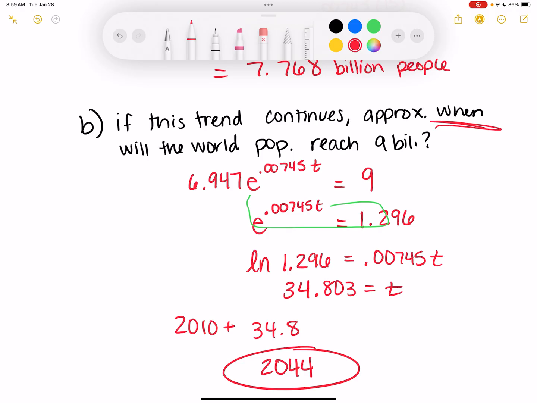If we wanted to go crazy, we could actually figure out exactly what month in theory this will happen by converting the rest of this to months, but that's excessive. But during the year 2044, in theory, we will hit 9 billion people. We'll have to see if it's actually 9 billion. I feel like we might hit that before that if we hit 8 billion last year, but we'll see. Who knows? Any questions on that?